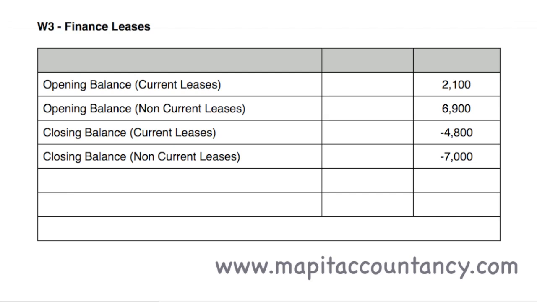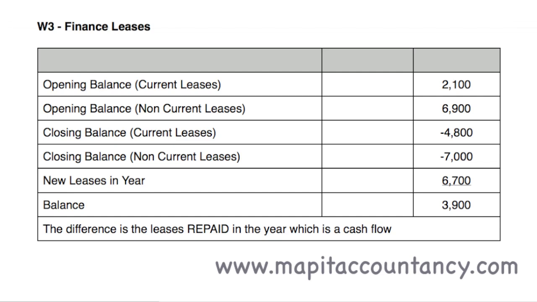Now looking at our table for our property, plant and equipment, we can see that we had new finance lease additions of 6,700. So new leases in the year were 6,700. Adding all of that up, we get a balance of 3,900, so it doesn't balance. So what is this? The difference will be the leases repaid in the year. So that's a cash flow. Remember, we'll be making payments on our leases during the year. The difference, therefore, will be those leases that we have repaid in the year. That is our cash flow that we are going to take to our cash flow statement.